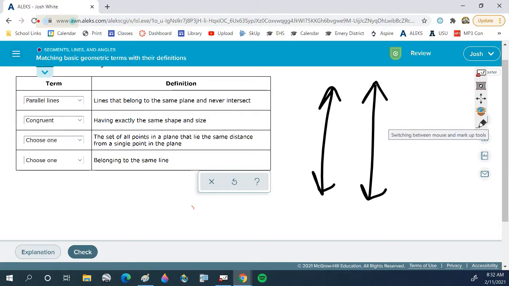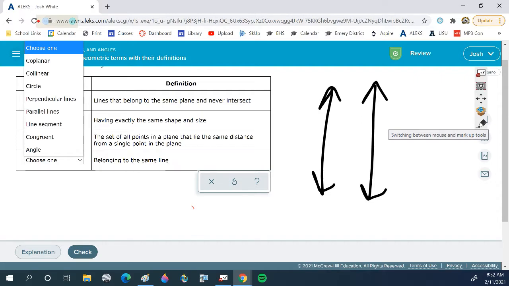Belonging to the same line. Collinear. So collinear would mean points on the same line. Now let's go through these others because it'll probably ask you more about them. The top one says coplanar. What does that mean? On the same plane. So if I were to draw 3 dots on the floor, the janitors would probably be mad at me. But those 3 points are coplanar.